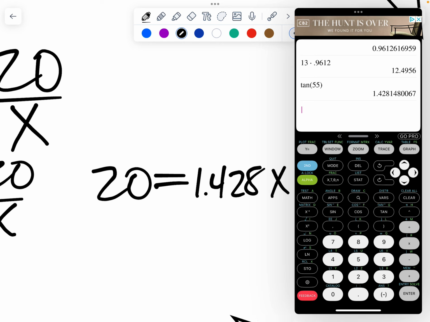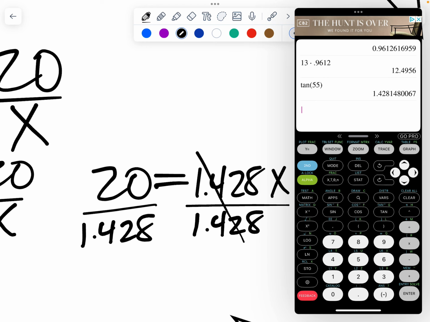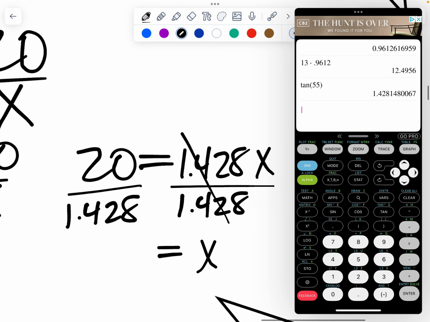And how do I get X by itself? I divide both sides by 1.428, and that gives me x equals, and I need to type this in the calculator, so 20 divided by 1.428.